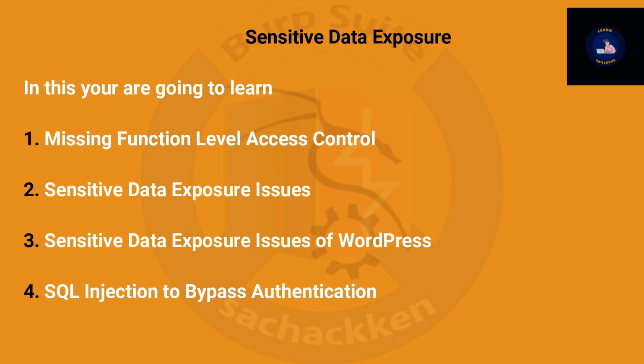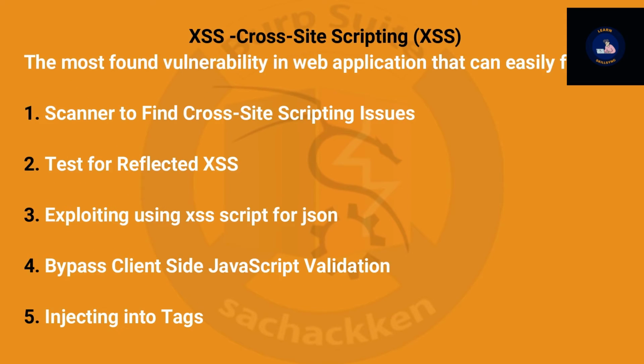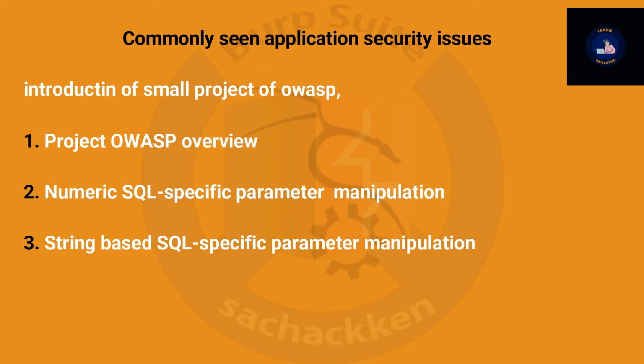And next, moving on to XSS, that is cross-site scripting, the most commonly found vulnerability in web applications, which can be easily found. In this session, you are going to learn a simple way of finding XSS vulnerabilities using a scanner, that is, a scanner to find XSS issues, testing for reflected XSS, exploiting using an XSS script for JSON, bypassing client-side JavaScript validation, and injecting into tags.